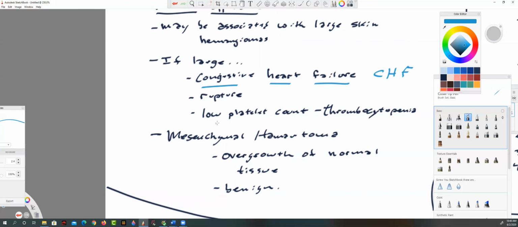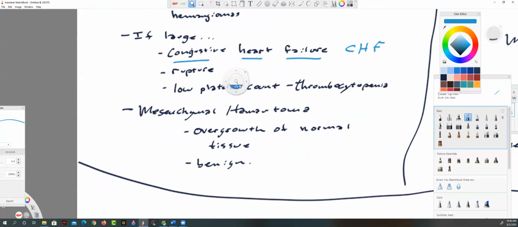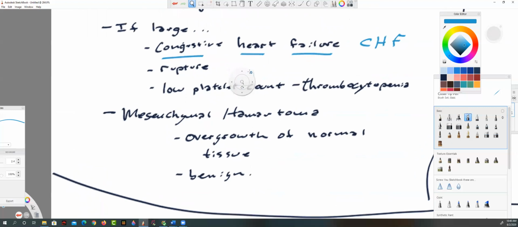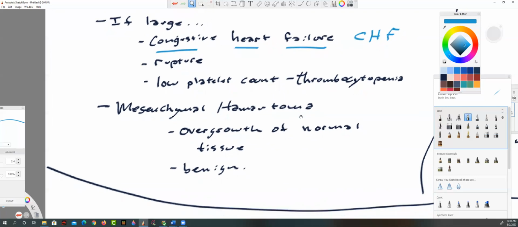They can also, and I'm not sure how, so don't ask. You can't ask anyway, this is recorded. They can cause low platelet count. They can capture platelets. Now, platelets are in the blood. They help coagulate blood when needed, and that's called thrombocytopenia. So that's another thing that a large hemangioma can cause.